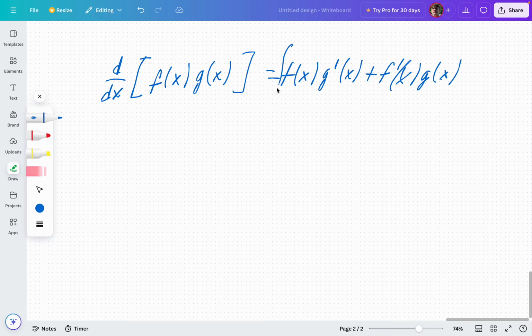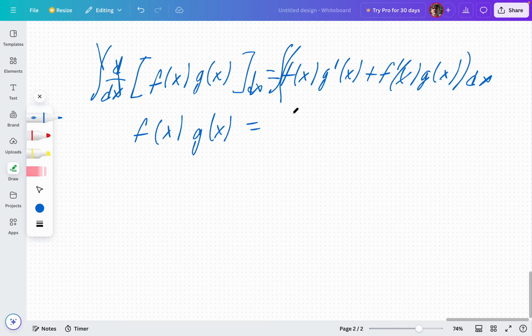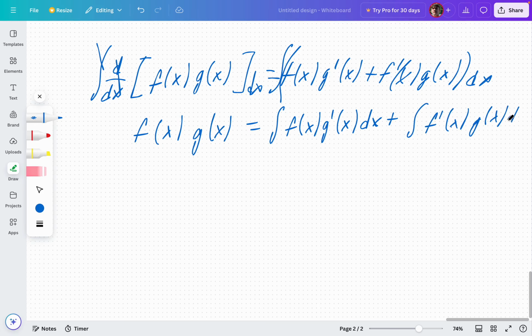Now let's take the integral of both parts, dx, and the integral of this part, dx. The derivative and antiderivative will cancel. It's the fundamental theorem of calculus, and you should know it. f of x multiplied by g of x is what we're left with, and there's going to be an integral of f of x multiplied by g prime of x dx plus the integral of f prime of x multiplied by g of x dx.